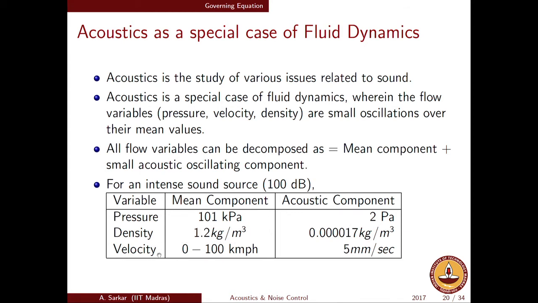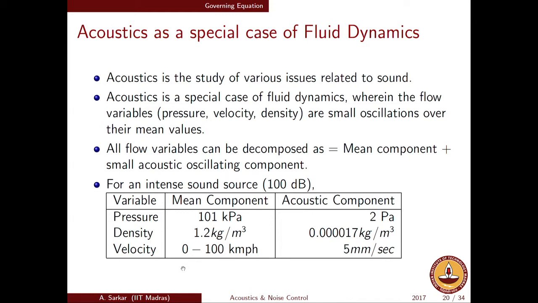Similarly, if you look at the velocities, even in a severe cyclonic storm, air can go at the most of the order of 100 kilometers per hour, but the acoustic component can rarely go more than 5 millimeters per second. So, 5 millimeters per second is all that you have in terms of the velocity of the fluid particles as it is oscillating. But if you consider a quiet room of the sort of this recording studio, then the velocities can be assumed to be nearly 0, that there is no mean flow in this room.